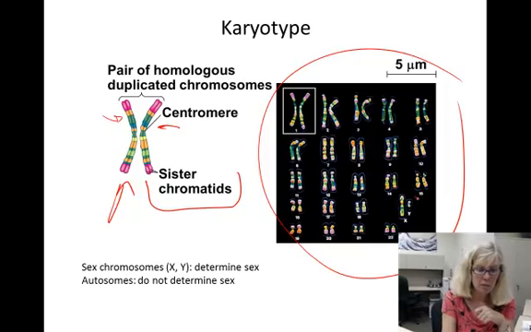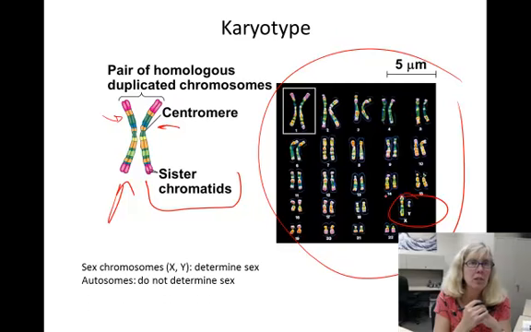Sex chromosomes determine the sex of the individual. Chromosomes that are not associated with the organism's sex are called autosomes, and humans have 44 autosomal chromosomes and 2 sex chromosomes, or 2n equals 46.